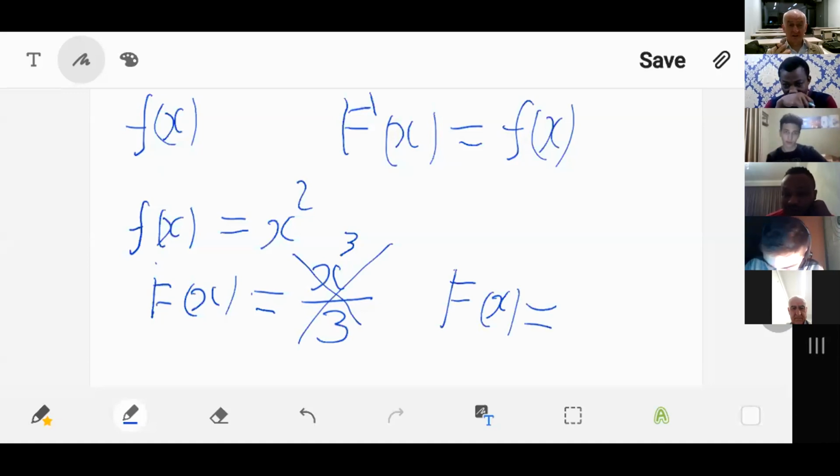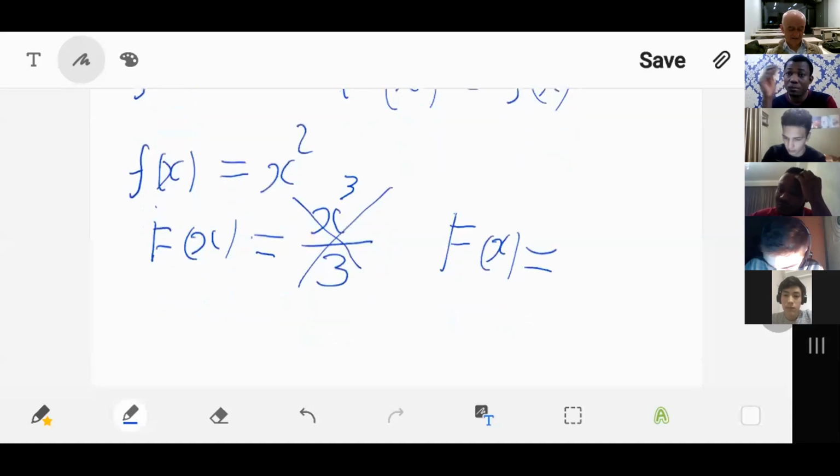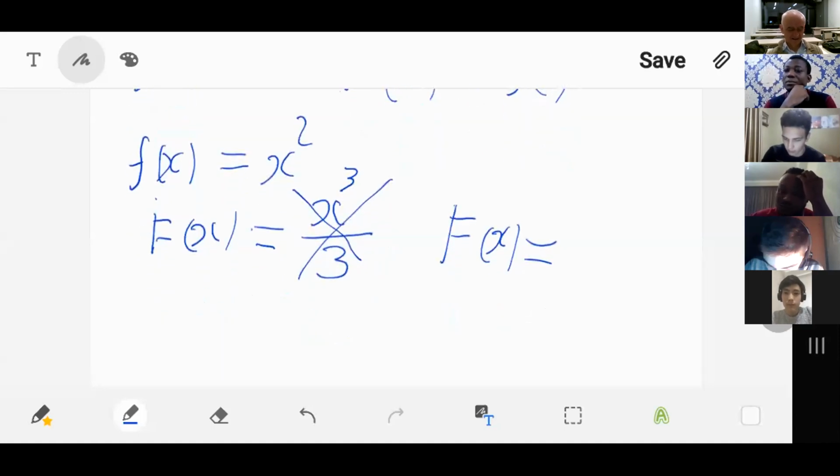So we need such a function. If we take the derivative of this function, I should get x squared. My answer is yes. I have an answer: x to the power 3 divided by 3, because in the denominator the 3 is the derivative of the derivative.